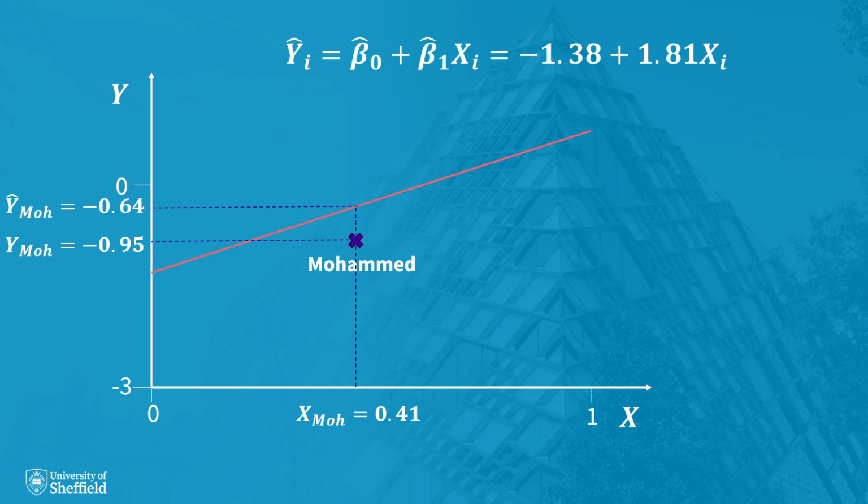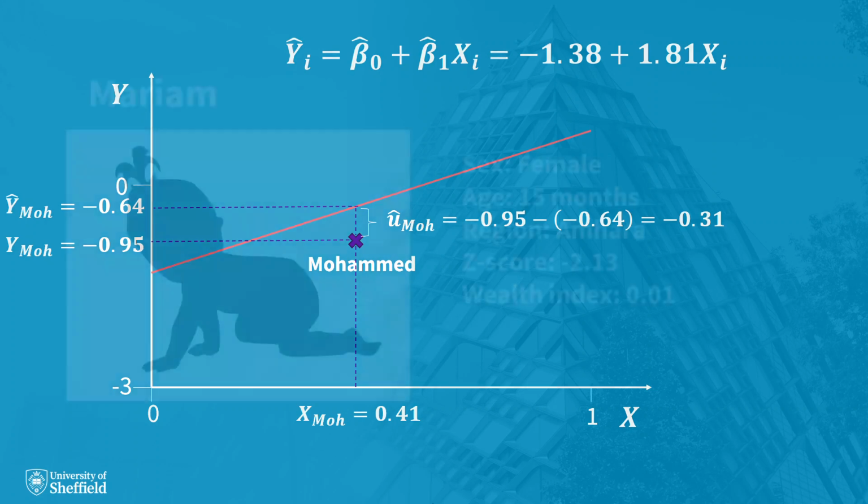This means that there are other factors apart from his family's wealth that are also affecting his height. These other factors are all wrapped up in what we call the residual, denoted by u hat. In other words, the OLS estimate of the error term that we've seen before. The residual for a given child is simply the difference between their actual value of y and their predicted value of y, which in Mohammed's case is minus 0.31.